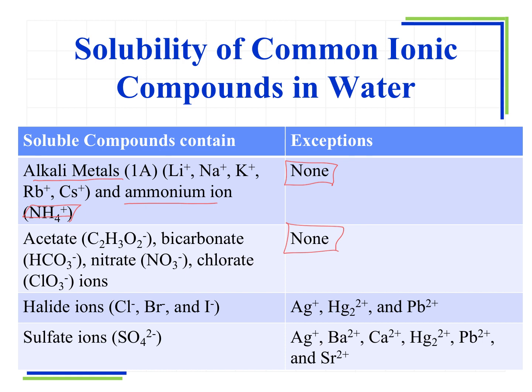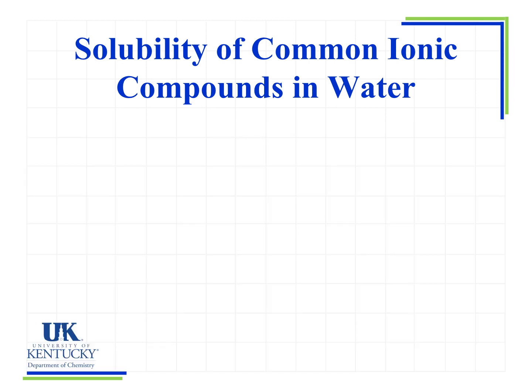And the next one are halides, and you have to remember that fluorine is not listed here. So halides are soluble except if they form a compound with these three. Otherwise, they are soluble. Also, any compound that has the sulfate ion in it is soluble, except if it makes an ion with these 6 cations. Okay, so in order to make it easy for the soluble compounds, let's see the next slide.